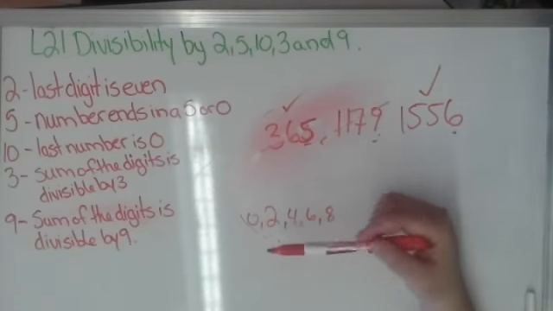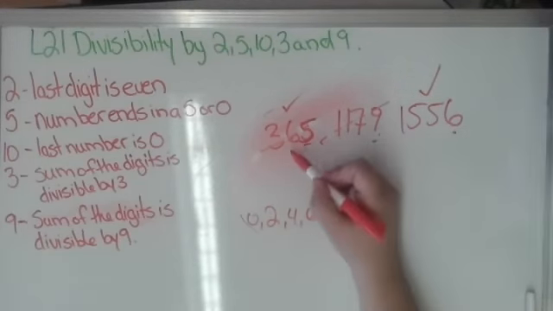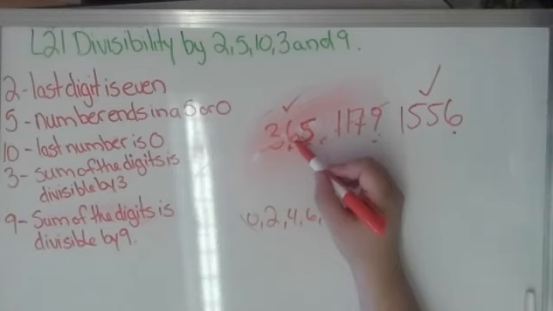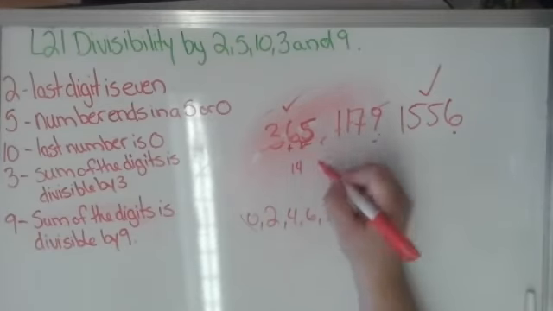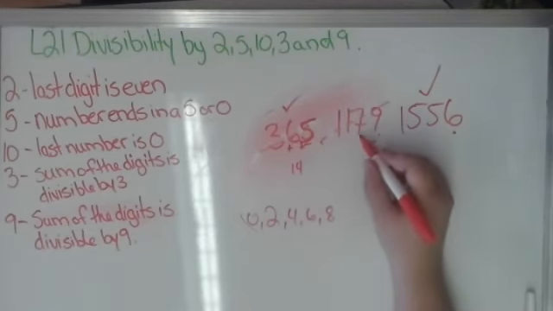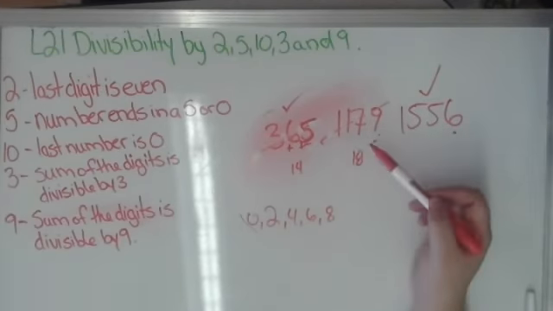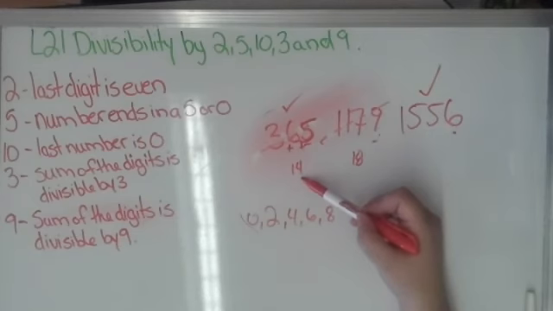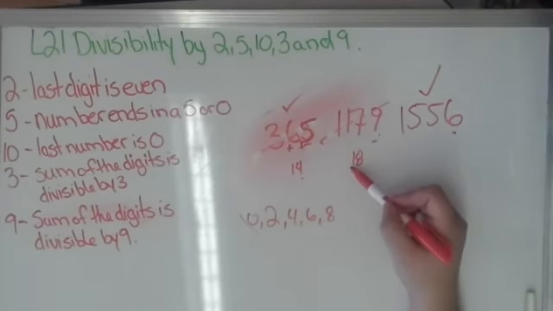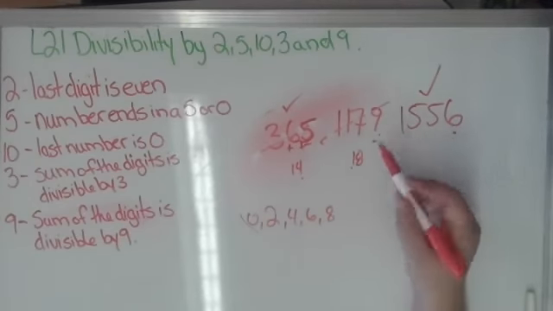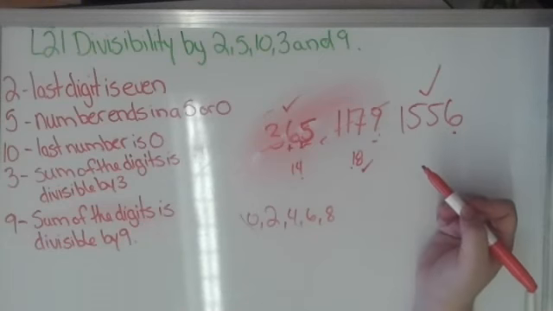If I wanted to do 3 and 9, I would do the same thing I did with the last number. I would add up. So 3 and 6 is 9, plus 5 is 14. 1, 1, 7, 9 plus 9 is 18. Okay, and I would look at these. So is 14 divisible by 3? No, it is not. Is 18 divisible by 3? Yes, it is. This one is divisible by 3.